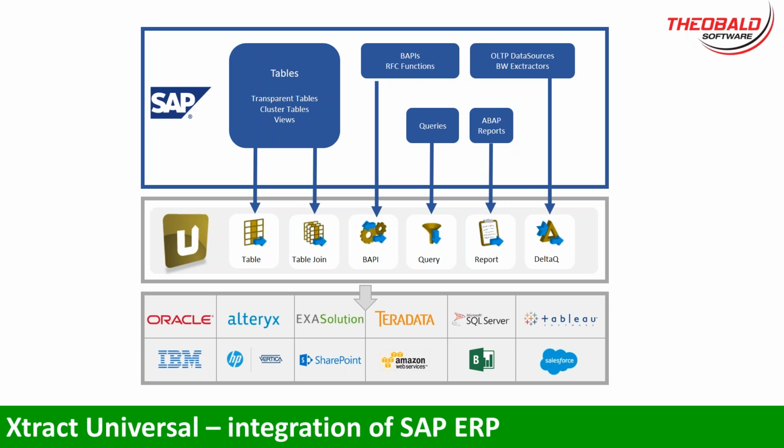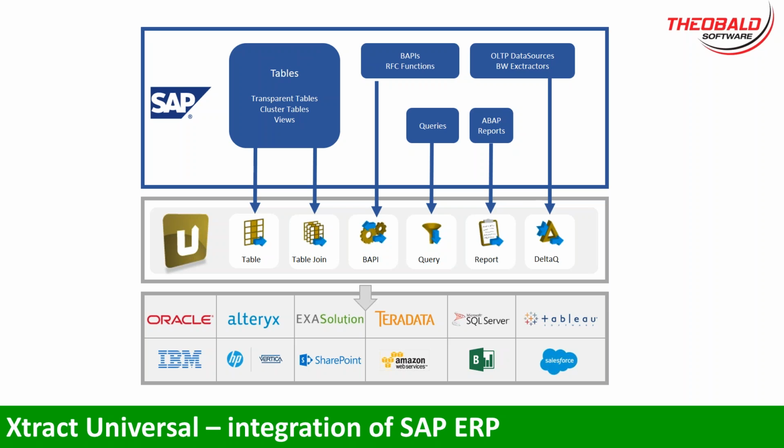For example, a table with millions of data sets wouldn't be easy to handle in a SharePoint Online tenant or even on a SharePoint on-premise. So this scenario is good for maybe hundreds or thousands of data sets, but not millions of data. Okay, so that was basically the architecture of our software, Extract Universal.